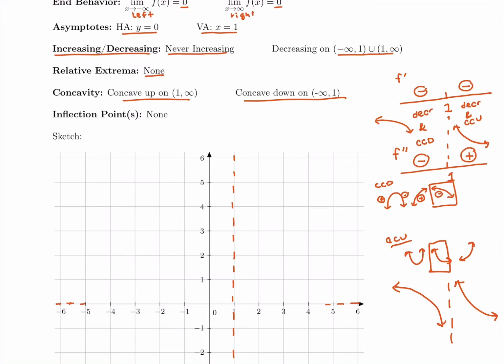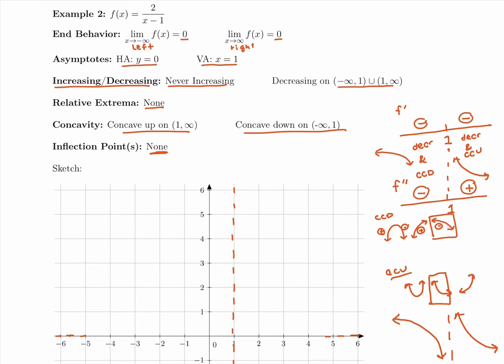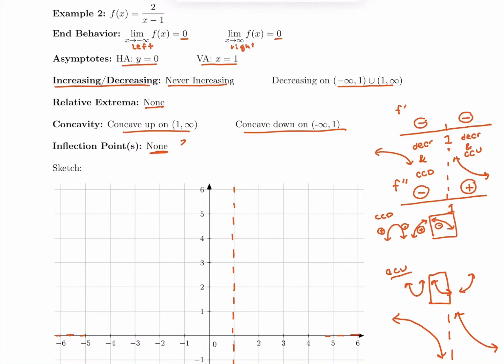So we have a pretty good idea of what it looks like, but there's no inflection point to plot either. Why would that be? We have the change in concavity that we need on our sign chart, but remember when you plug in 1 into the original function, you'd get 2 divided by 1 minus 1, which is 0. So that's why there's no point of inflection. Even though you have that change in concavity, it's not a point on the graph because it's a vertical asymptote.